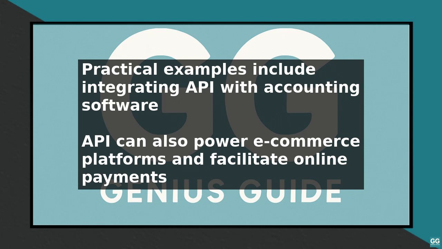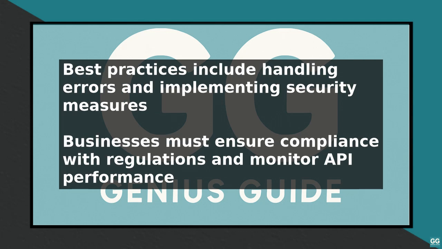To ensure successful integration, it is crucial to follow best practices when working with the Revolut Business API. This includes handling errors and exceptions properly, implementing robust security measures to protect sensitive data, and monitoring API performance to optimize system efficiency. Additionally, businesses should ensure compliance with relevant regulations, such as anti-money laundering and know your customer laws.